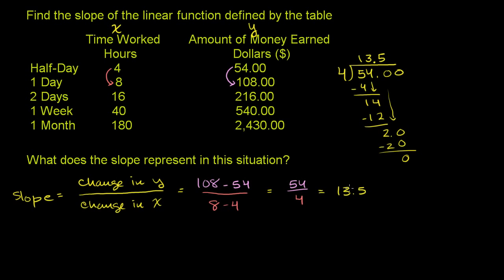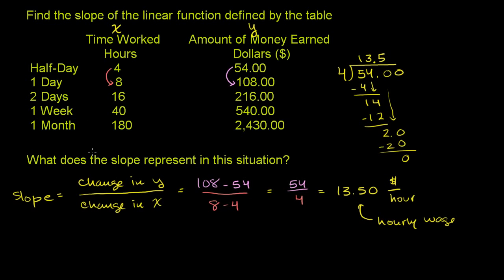So this is equal to $13.5. But since we're talking in terms of dollars, maybe we say $13.50, because that's our numerator, right? This is money earned. Dollars per hour, because that's our denominator. Dollars per hour. So that essentially answers our question. What does the slope represent in this situation? It represents the hourly wage. It represents the hourly wage for working at wherever this might be.